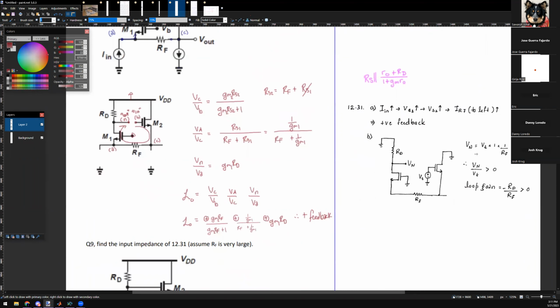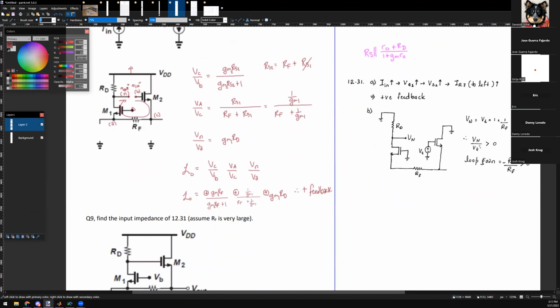Positive feedback. This guy, VN. Oh, I see, VT, VN. Okay, they labeled it differently. What is this? They assume this is just straight up one. Oh, they assume RF is large. So they're saying that this is about one. Okay, so here's your common source. This is the one. This guy's about RF. They assume that RF dominates. Okay, fine. So 1 over RF.